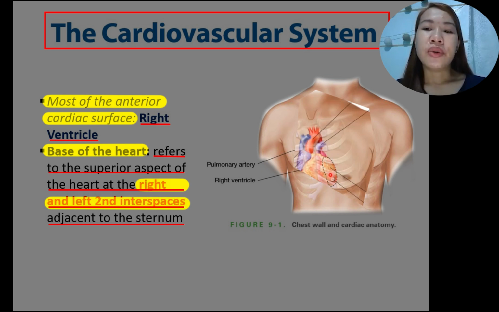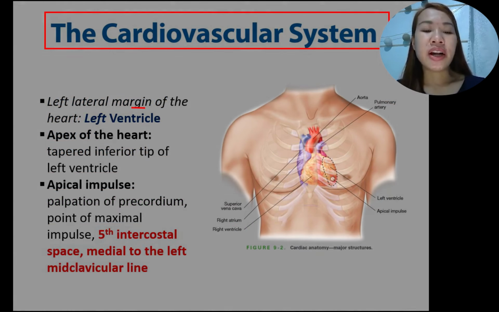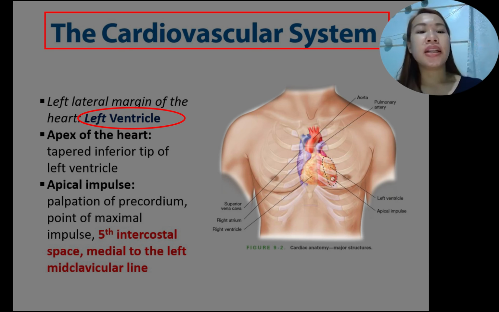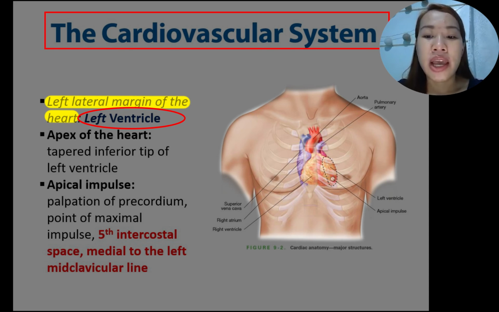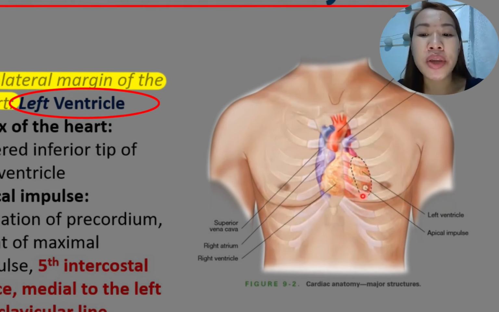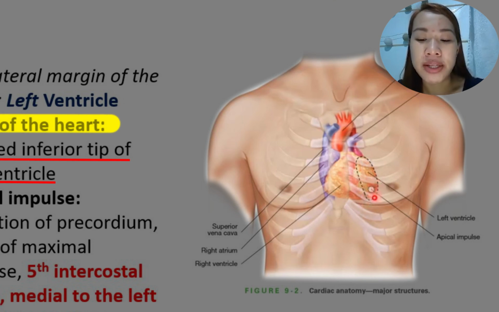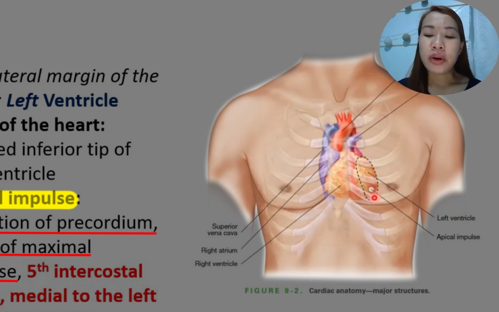All right. Here on the next slide, we see the left ventricle being outlined. The left ventricle is located at the left lateral margin of the heart. We can see here the apex is located at the inferior portion, and it is a tapered inferior tip of the left ventricle. This is identified when you do palpation of the precordium. This is called your PMI, or point of maximum impulse.